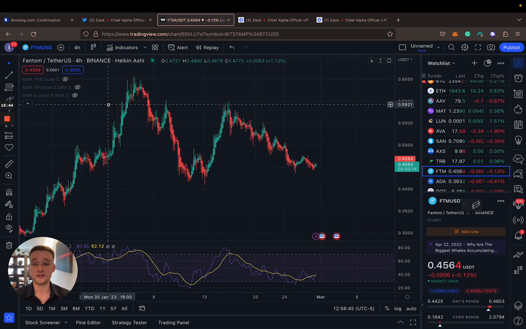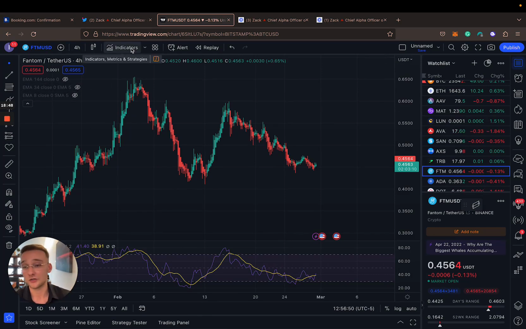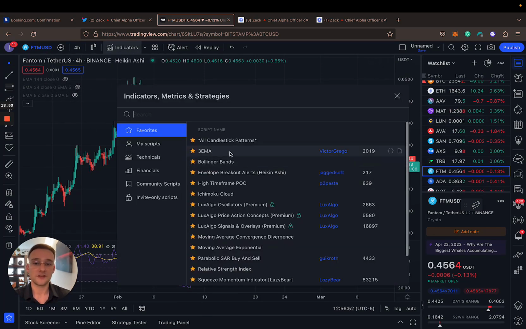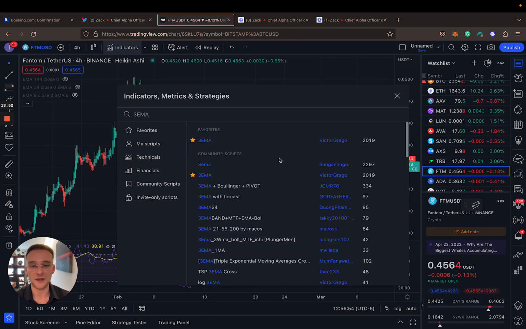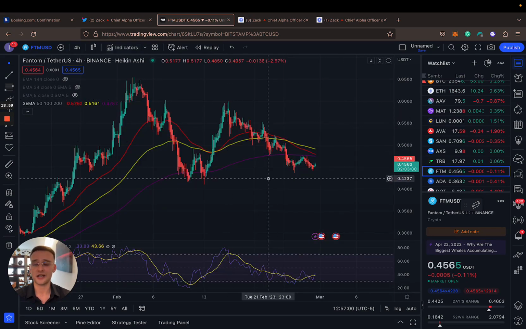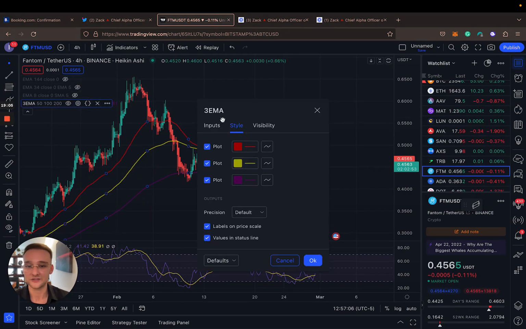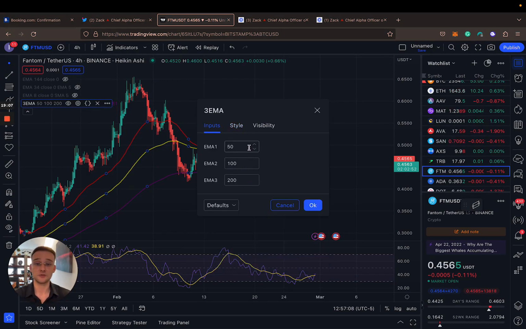Now, if you don't want to mess with this too much, and sometimes don't want to have only 1 or 2 of these indicators on, then you can go and type in 3 EMA. And this guy, Victor Grego, shout out to him, created this indicator that essentially combines these 3 EMAs in one single indicator.